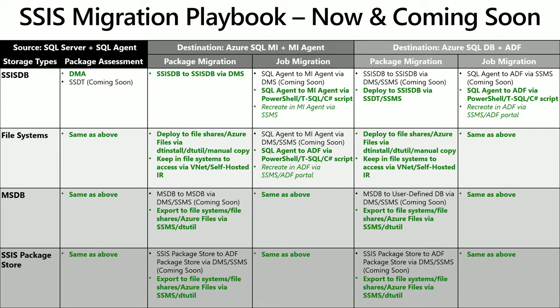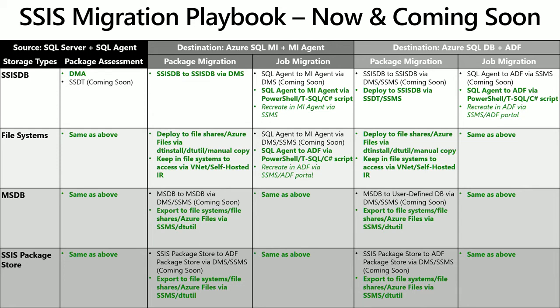So basically, in some of the legacy package storage, you might have to convert from MSDB or package store to the file system first. Basically, just extract those packages from MSDB to file system, and then use DTUtil to deploy, and for the jobs, use some script to move SQL Server agent jobs into MI or to ADF.